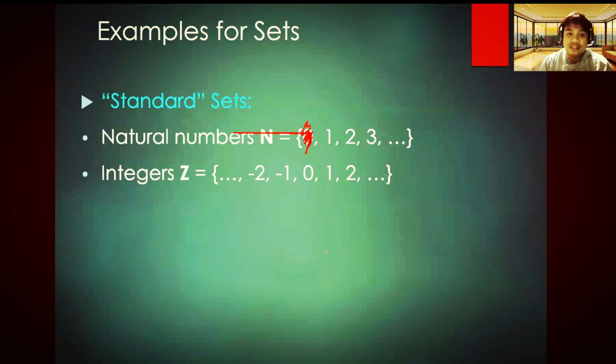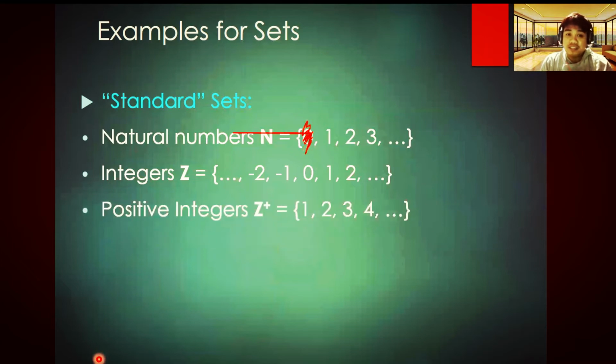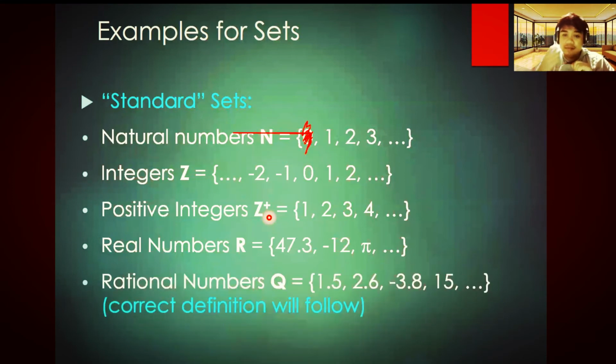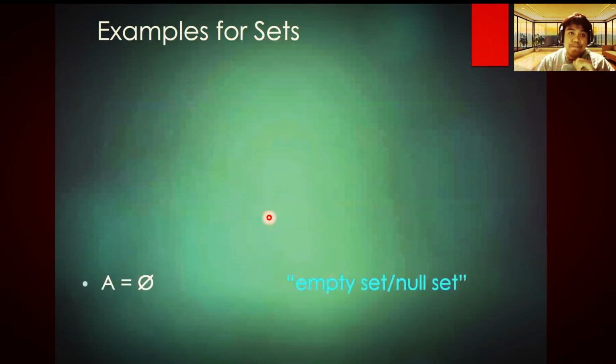Okay. So we have the set of integers, and we have the set of positive integers. Remember, we denote positive integers by adding a superscript plus sign as an exponent, which means all positive integers. And then we have the set of real numbers, which means all real numbers. And also we have rational numbers. We are going to define rational numbers in our next examples.